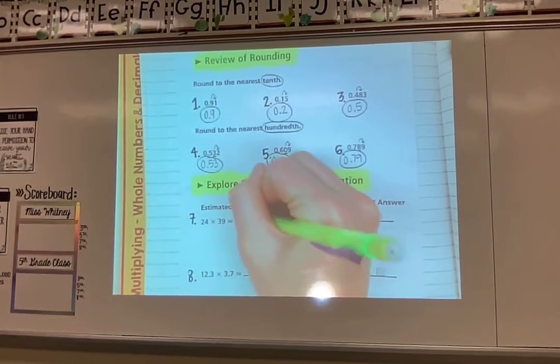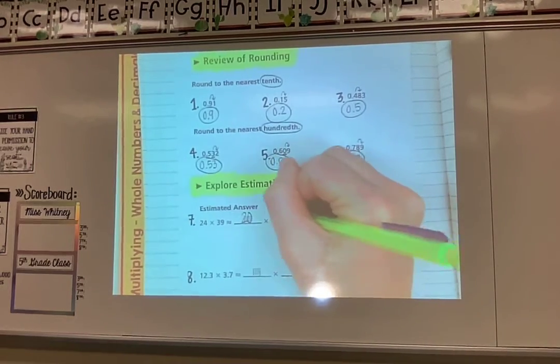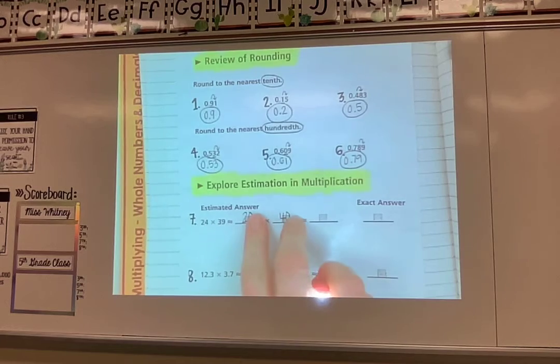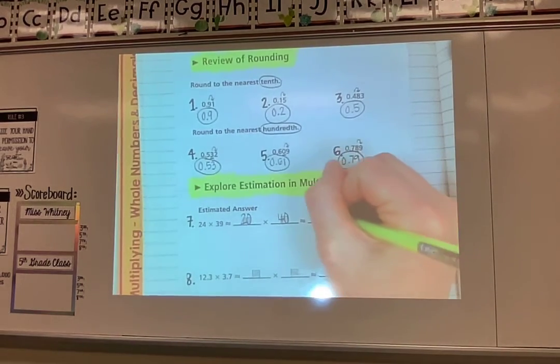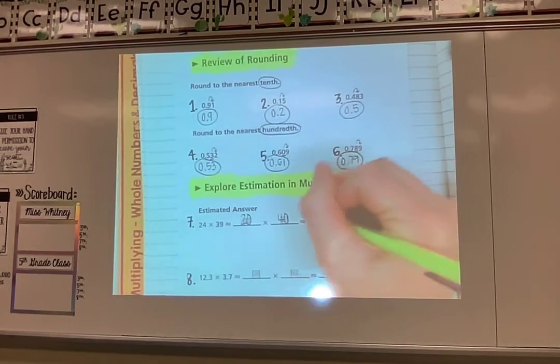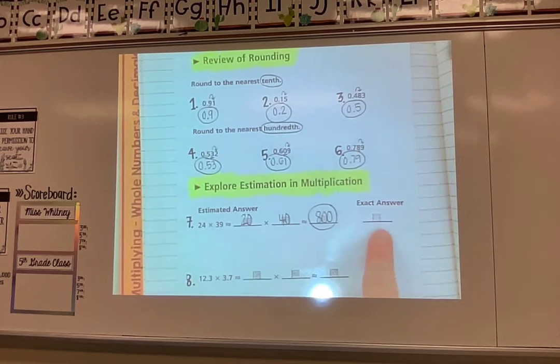It's going to round to 20. Then let's look at 39. Is 39 going to round to 30 or 40? It's going to round to 40 because it's closer to 40. All right, if you can use that zeros trick here, 2 times 4 is 8, and then add 2 zeros. So my estimated answer is about 800. Now it wants us to find the exact answer.